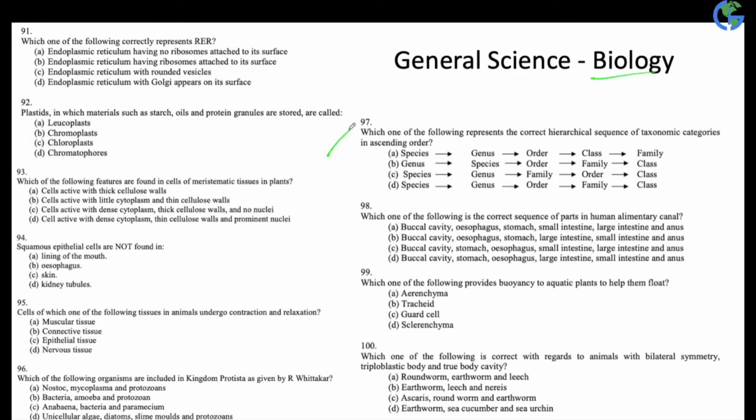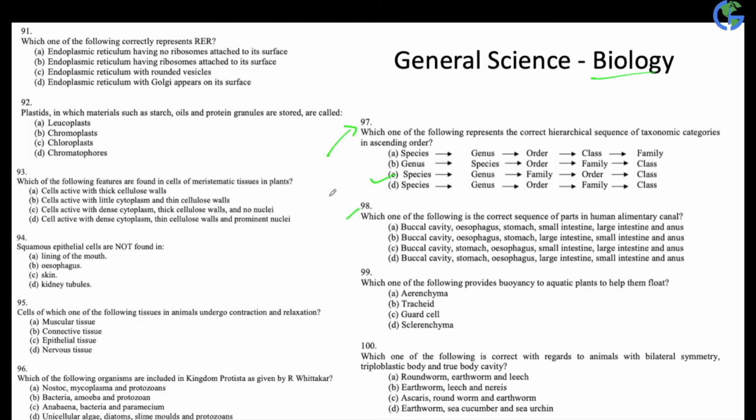Like you see this question in 97, it asks you what is the ascending order of the taxonomic hierarchical sequence. So it is genus, species, order, family, or species, genus. So the answer is this, but as you can see, the question here comes very direct. Like this question: which of the following is the correct sequence of the human alimentary canal?